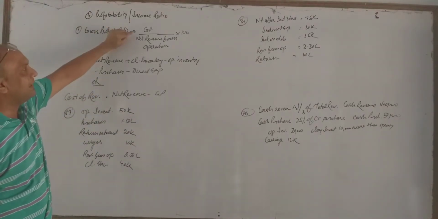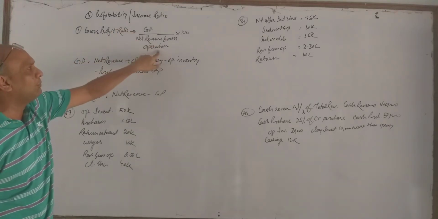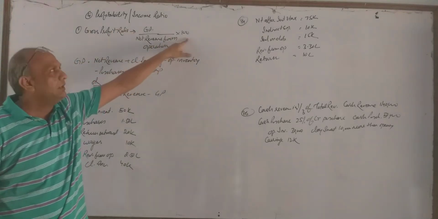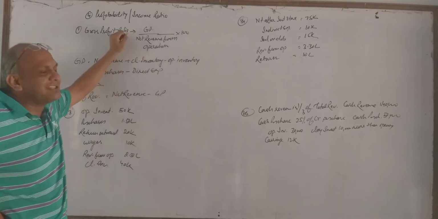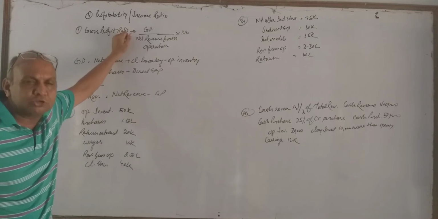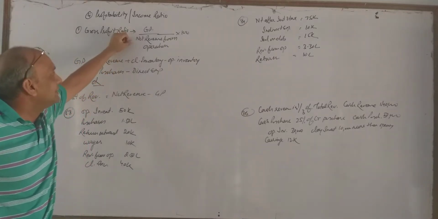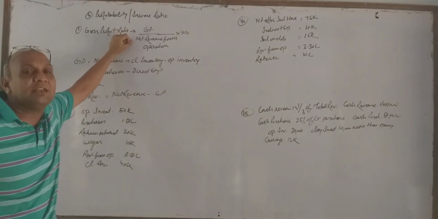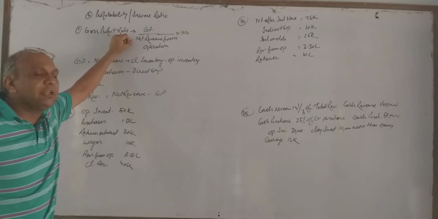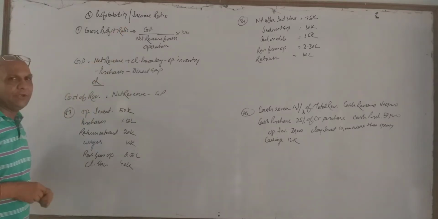The formula is very easy. Gross profit divided by net revenue from operation into 100. What is the meaning of net revenue? Net revenue means here cash revenue plus credit revenue, both revenue are to be taken together. Cash sale plus credit sale. Then what is the meaning of net? Net means minus sales return. If it is written inward, we will deduct.